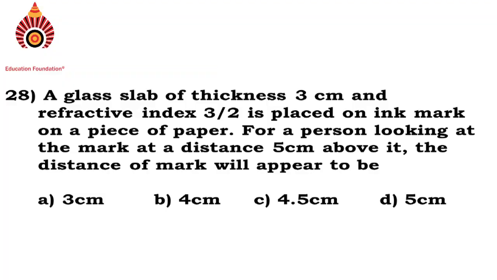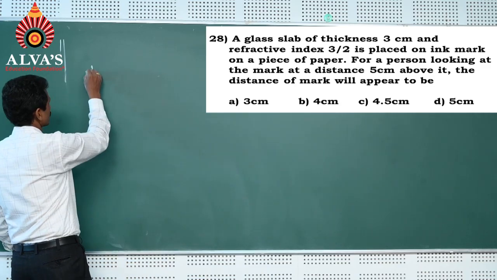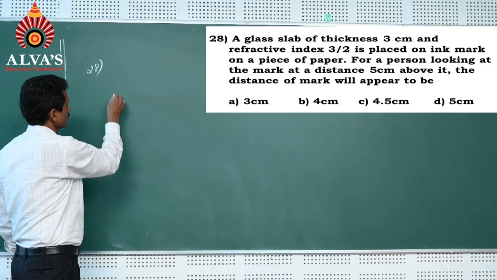Let me go to the next question. Question number 28. A glass slab of thickness 3 cm and refractive index 3 by 2 is placed on an ink mark on a piece of paper. For a person looking at the mark at a distance 5 cm above it, the distance of the mark will appear to be.